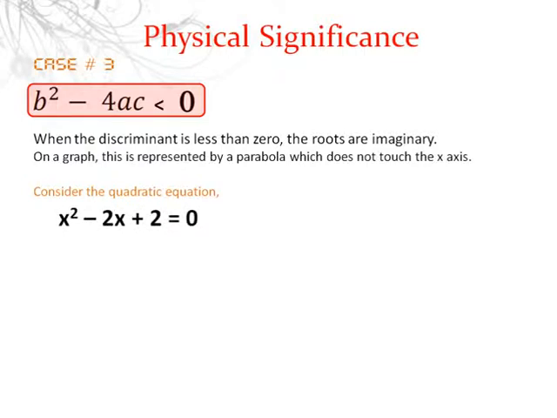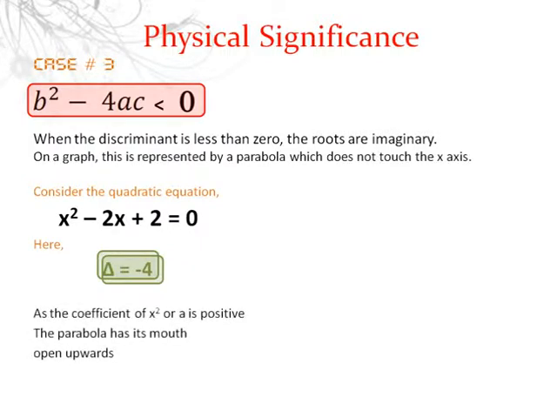Consider the quadratic equation as an example. X square minus 2x plus 2 equal to 0. Here the discriminant is calculated by substituting the values in b square minus 4ac. Here b is minus 2, a is 1, and c is 2. So b square minus 4ac yields 4 minus 4 into 2 into 1, which is equal to 4 minus 8, or the discriminant equal to minus 4, which is a negative number.